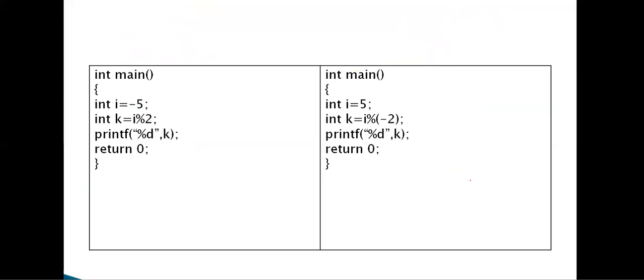Now, second, int i is equal to -5. k is equal to i mod 2. Okay, before going to this example, I will briefly elaborate on the example and then we will discuss the answers. Okay, now this is called the division operation. This one is called the modulo division operation.